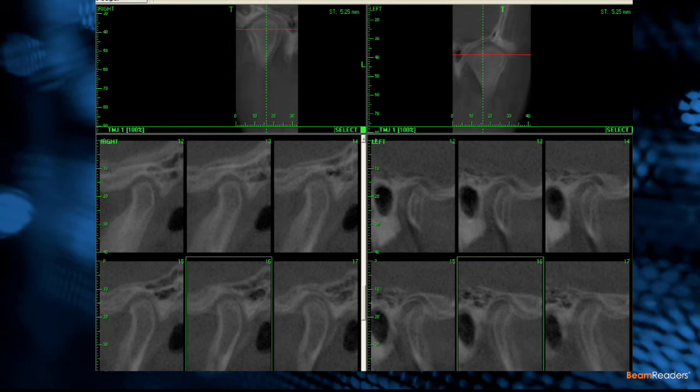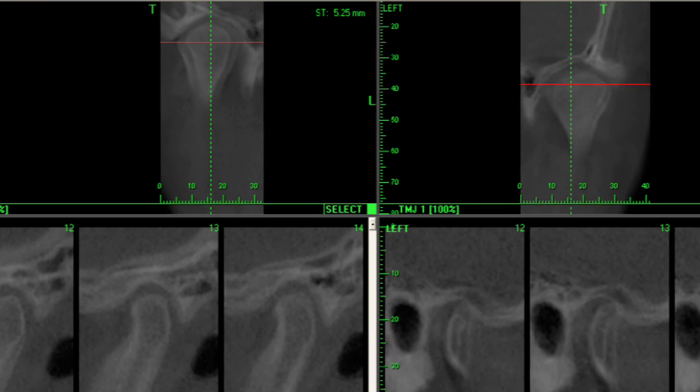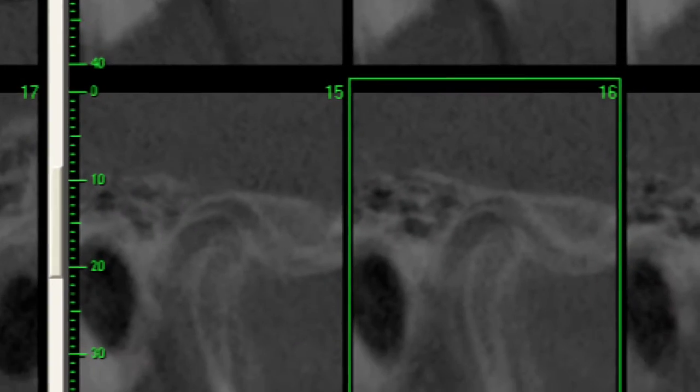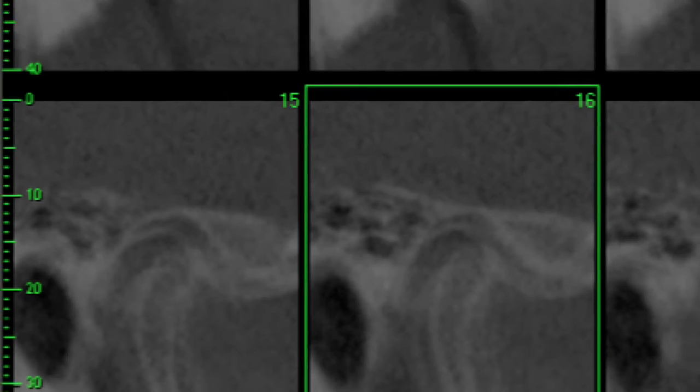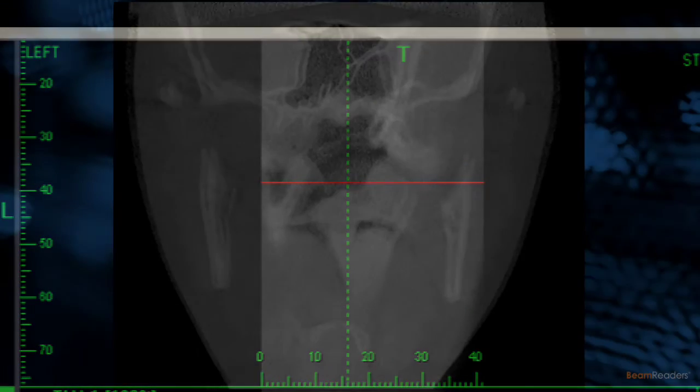If we take a look at our condyles, you can see that the right condyle looks in pretty good shape sagittally, but coronally you can pick up that there is a double outline. And on the left side, the motion artifact or the swallowing artifact is much more manifested in the sagittal view, but you can also see it in the coronal.